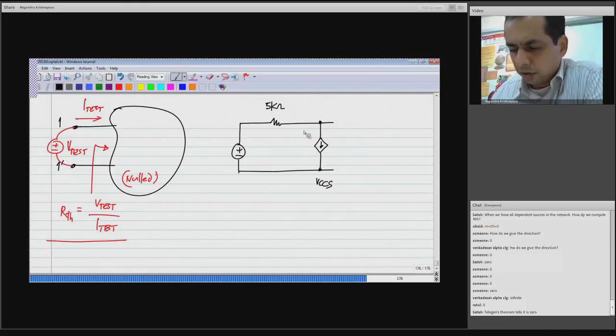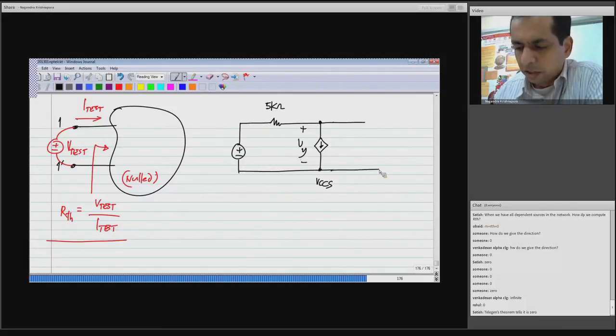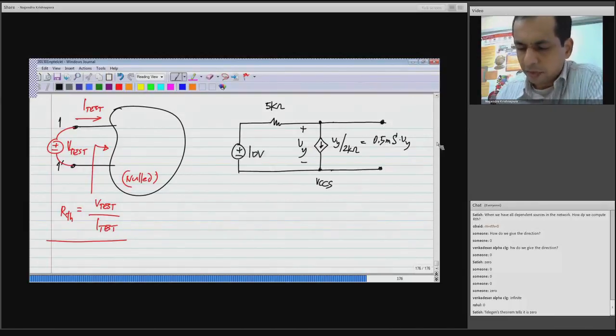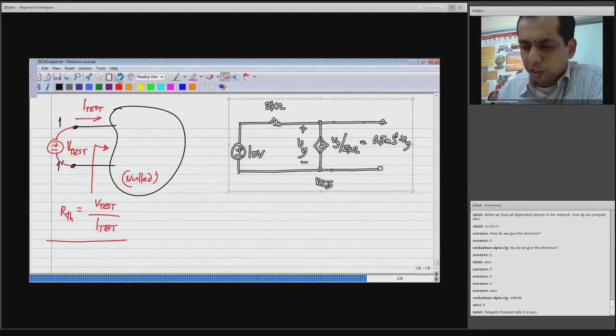This is a voltage controlled current source whose value, let me call this Vy, is Vy divided by 2 kilo ohms, or basically 0.5 millisiemens times Vy. Okay, let's say this is 10 volts. So how would you go about doing this?